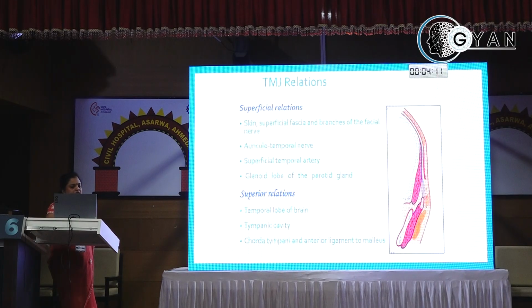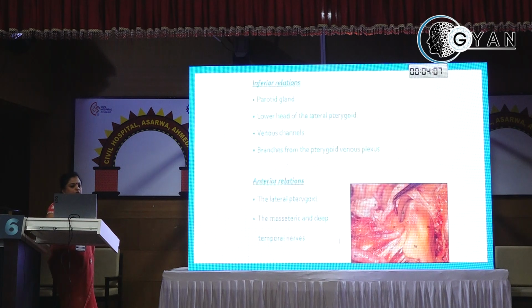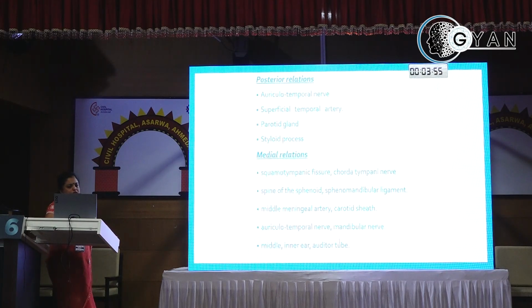So all the relations, superficial and superior relations, we've already discussed. Auriculotemporal nerve also is to be considered during these surgeries, and the inferior relations in terms of the parotid gland, anterior relations in terms of the lateral pterygoid and the deep temporal nerves. So all of this is important in terms of the relations of the temporomandibular joint.